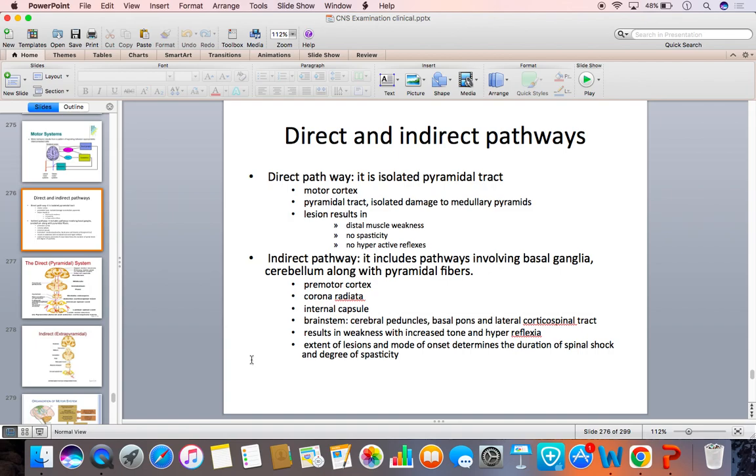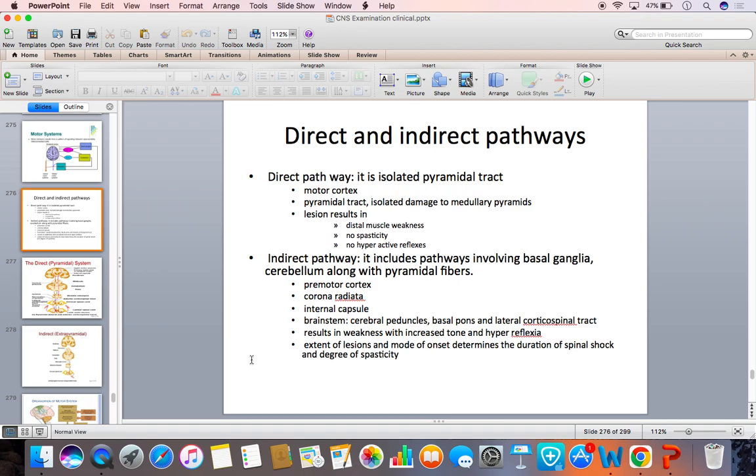There are direct and indirect pathways of the corticospinal fibers or the pyramidal tracts. The direct pathway is the isolated pyramidal tract. The corticospinal tract is purely pyramidal tract. This starts from the motor cortex, then pyramidal fibers, isolated damage to the medullary pyramids.